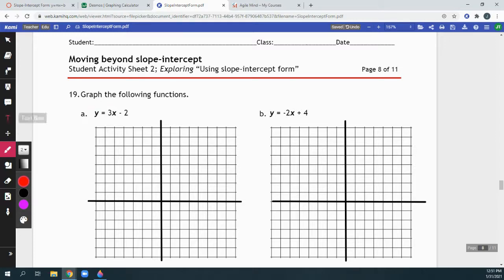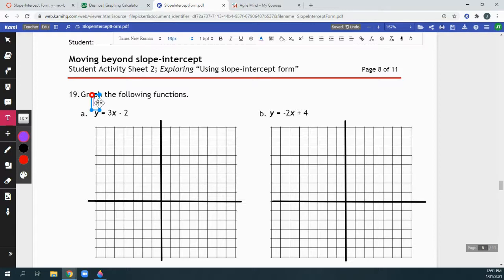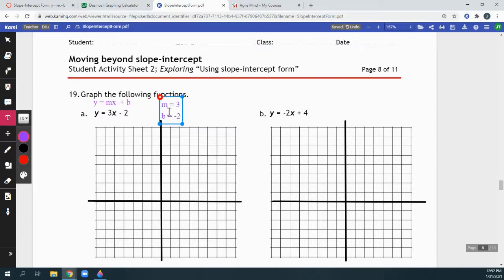Let me try it. Y equals mx plus b. Here's what I noticed about this one. M equals 3. And b equals -2. That's what I noticed about this. In fact, I would like you to type that in. Now, I just need to make those things happen. I'm going to start with b, -2. That's right here.